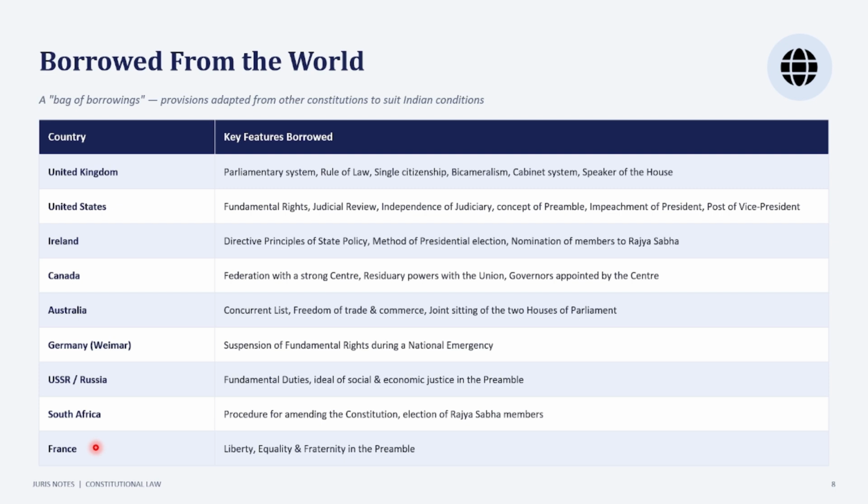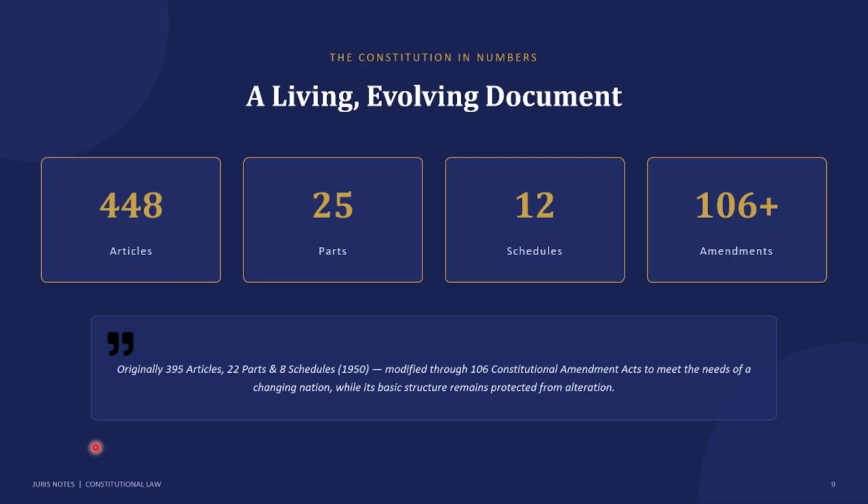Now, let's look at some numbers relating to the Constitution. The Constitution in numbers. Now, this slide gives us a quick numerical picture of the Constitution. The Constitution originally had 395 articles, 22 parts, and 8 schedules. Today, we commonly refer to it as having 448 articles, 25 parts, and 12 schedules. And the Constitution has evolved through constitutional amendments. As of now, there have been 106 constitutional amendment acts, with the 106th amendment enacted in 2023.